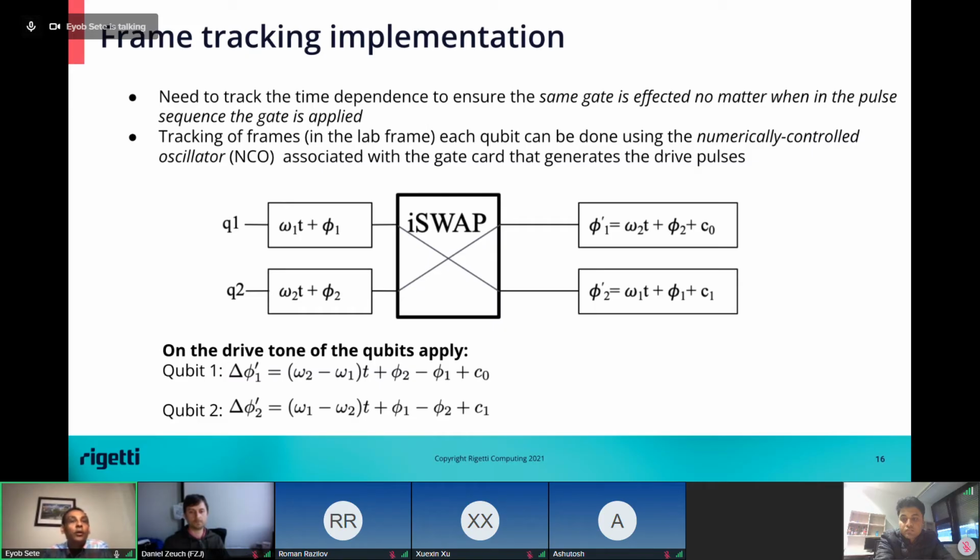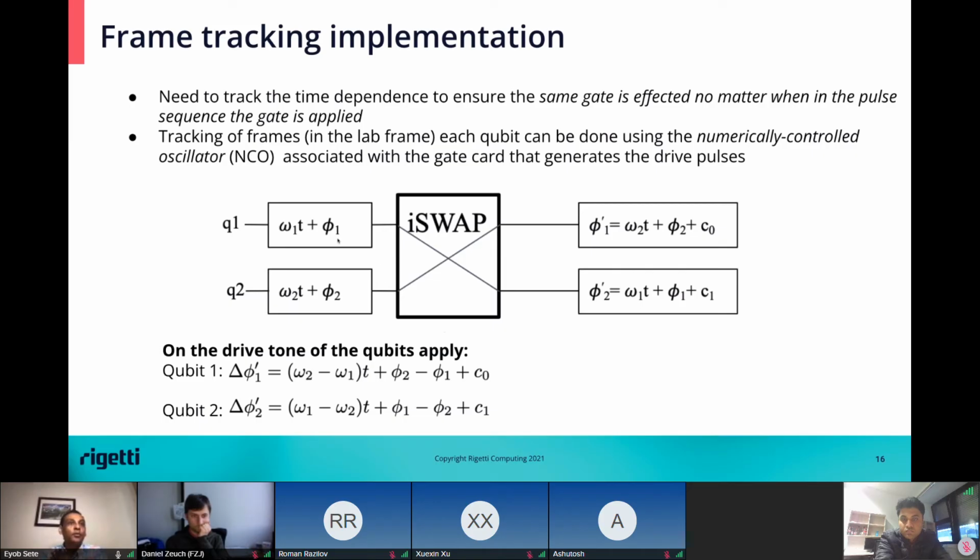One of the things we have at Rigetti is in-house built electronics for generating these pulses. They have what they call numerically controlled oscillators, NCOs. Probably people who work on electronics know them well. It allows you to track frames or phases on each qubit. Each card, the RF card, comes with these NCOs, and it has its own code, so it tracks the frames of that particular qubit.